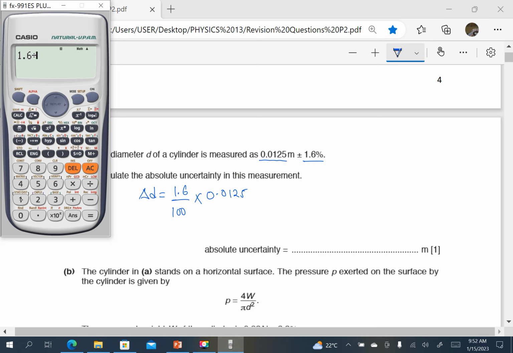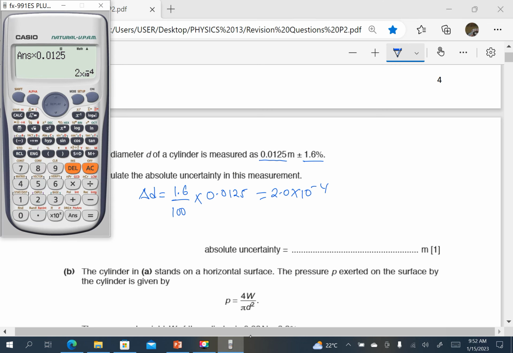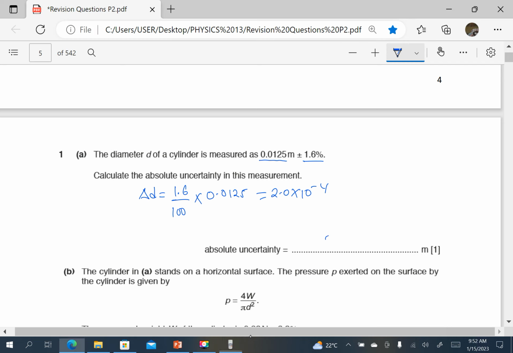1.6 divided by 100 times 0.0125, and that is giving me 2.0 times 10 power negative 4. You can see it there yourselves. 2.0 times 10 power negative 4, or 2 times 10 power negative 4.